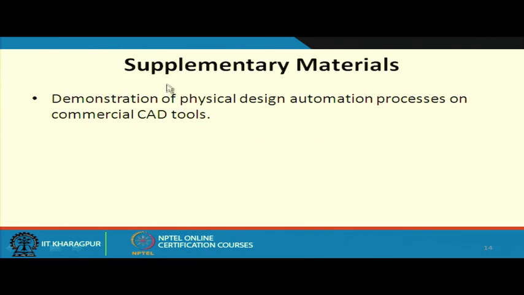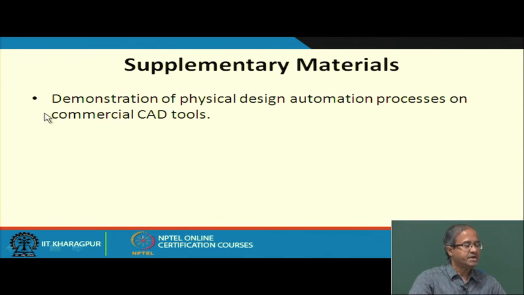Now, in addition, there are some supplementary materials that have been provided. These supplementary materials provide some demonstration of the physical design automation process on some commercial CAD tools. Here we have specifically looked at commercial CAD tools like Cadence. We looked at some design flows with specific emphasis on the physical design process, the back end design, and also special emphasis on static timing analysis and related issues.